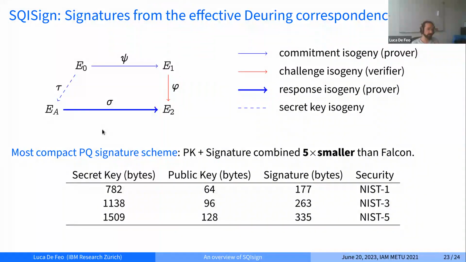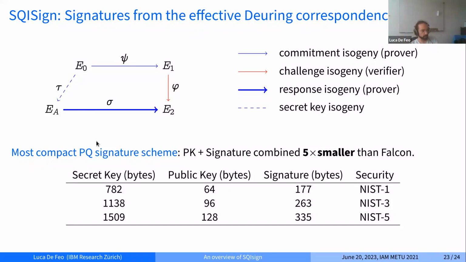And now, how does SQIsign work? Well, SQIsign is a de-interactivized identification scheme. So it's easier to understand this as an identification scheme where there is a prover that sends some information, a verifier that responds with a challenge, and the prover that responds to the challenge.